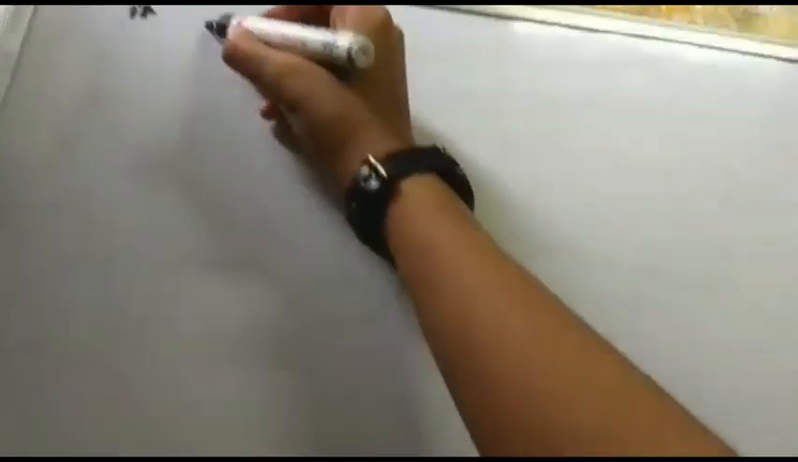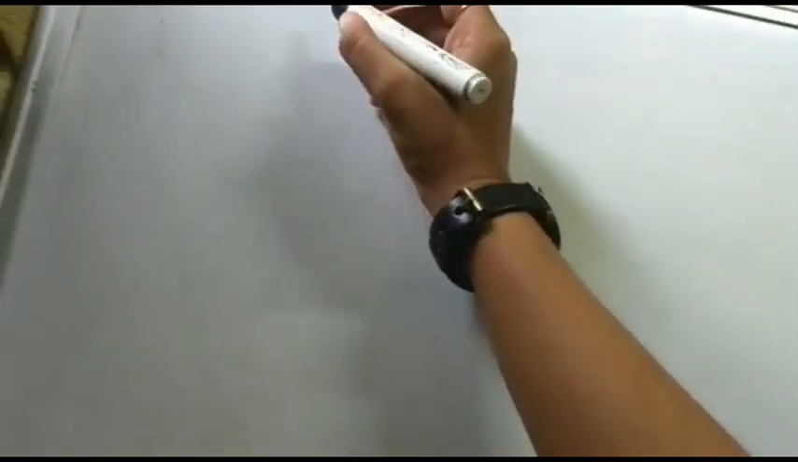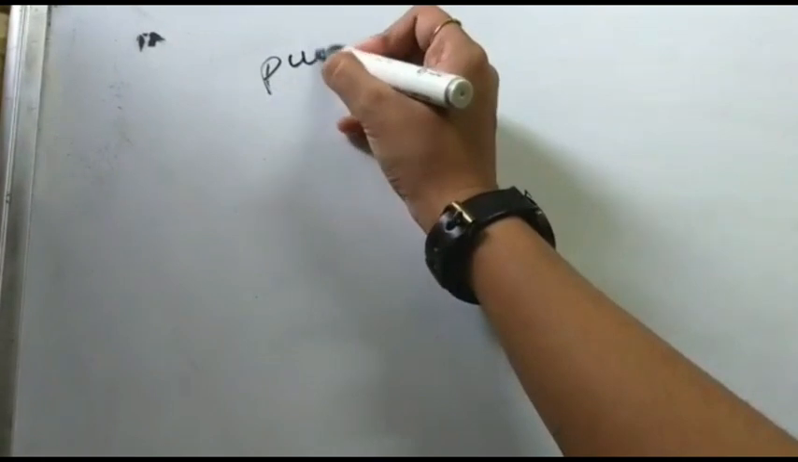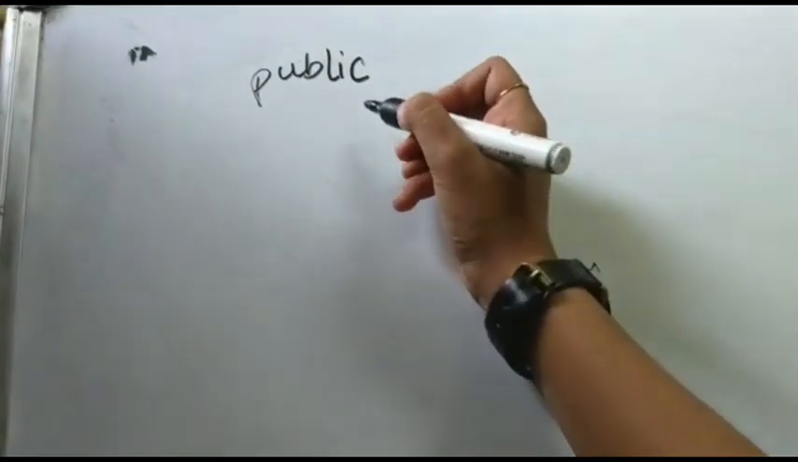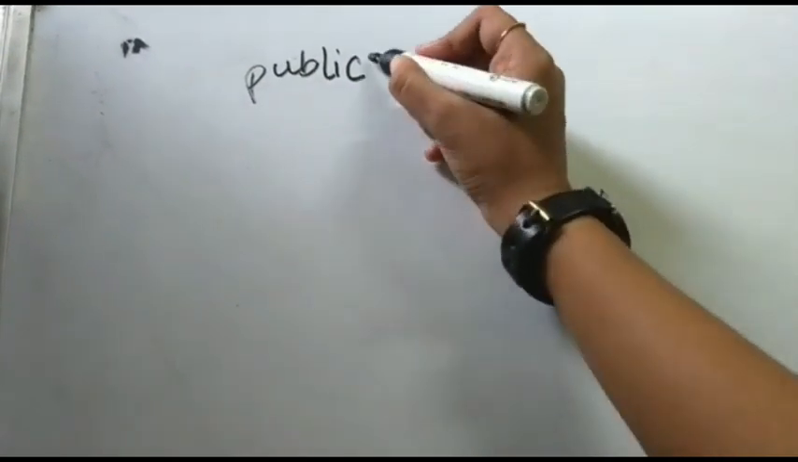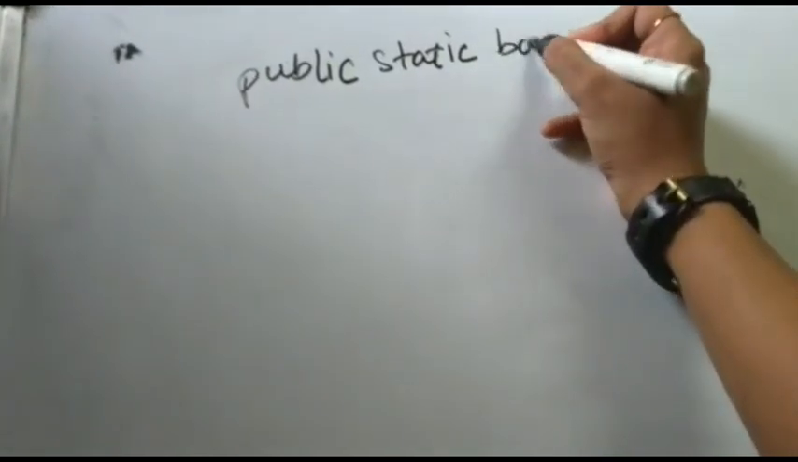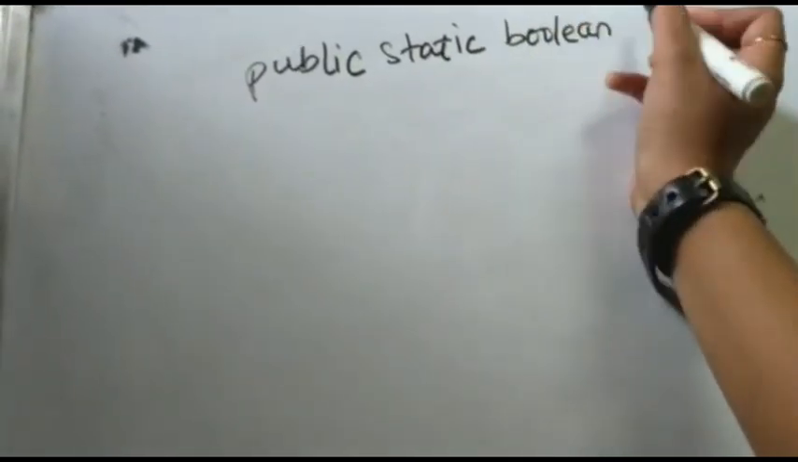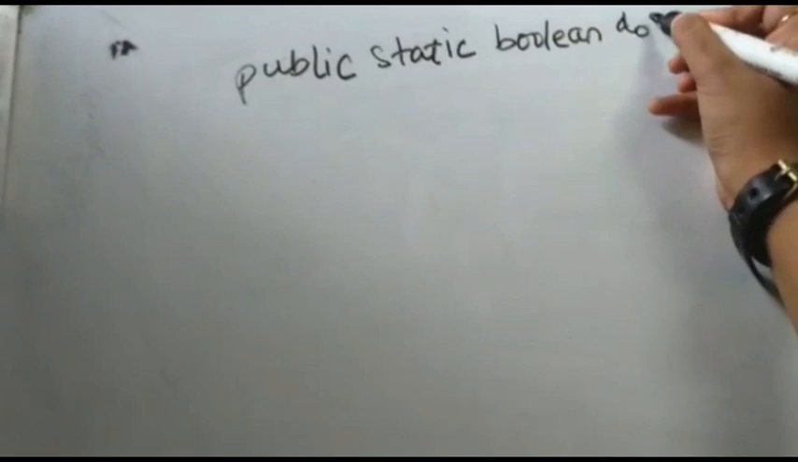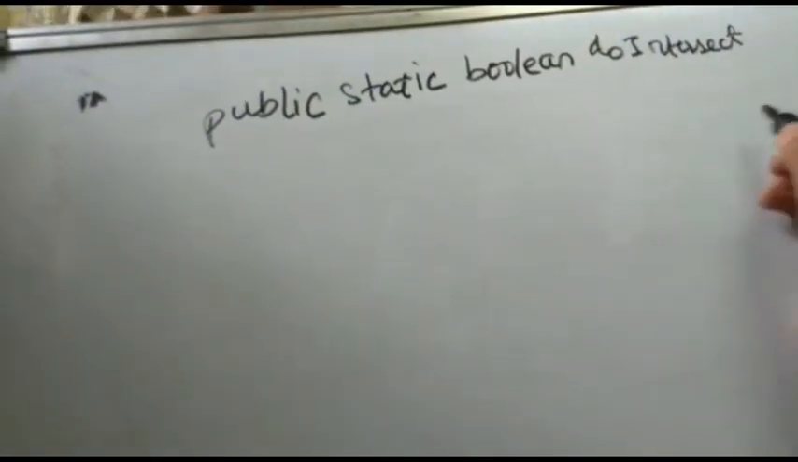Now this function, our doIntersect function, is going to be pretty lengthy, and I'm going to tell you why. Because we are going to calculate all such possibilities in which the line drawn from the point intersects the polygon or not. So I'm again using public static. The return type is supposed to be boolean, and we have doIntersect.